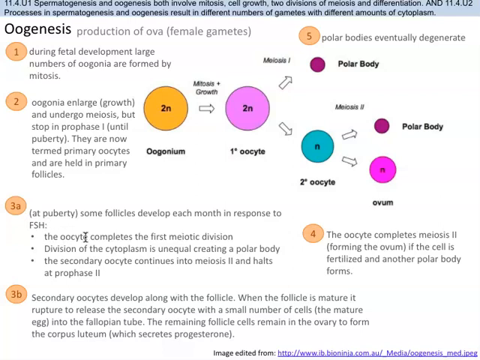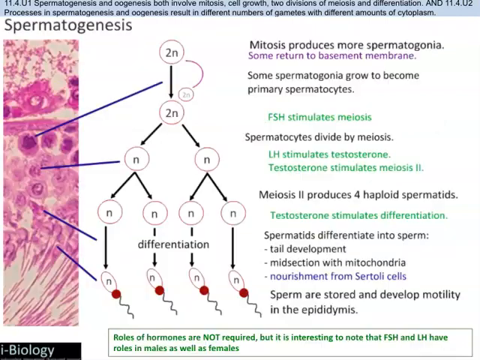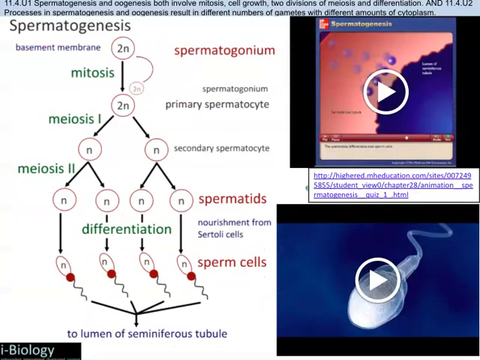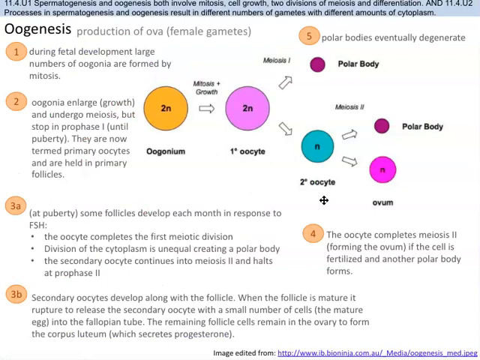Okay, the oocyte is going to complete its first meiotic division, and then it's going to be producing a secondary oocyte, as well as what's known as a polar body. So this is different than in spermatogenesis, because remember, in spermatogenesis we have the primary spermatocyte, and then it produces 2 secondary spermatocytes. But in oogenesis, we have the production of 1 secondary oocyte and 1 polar body.